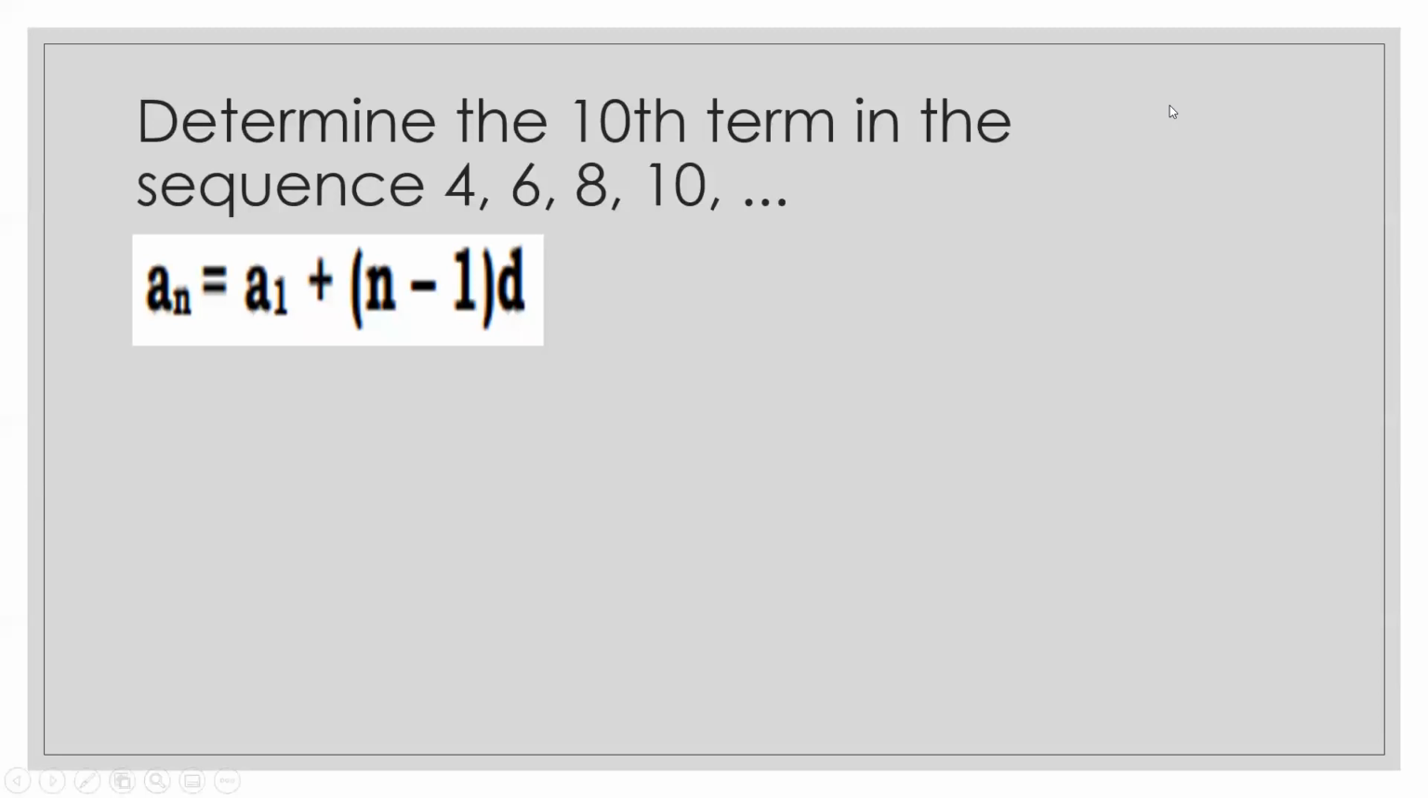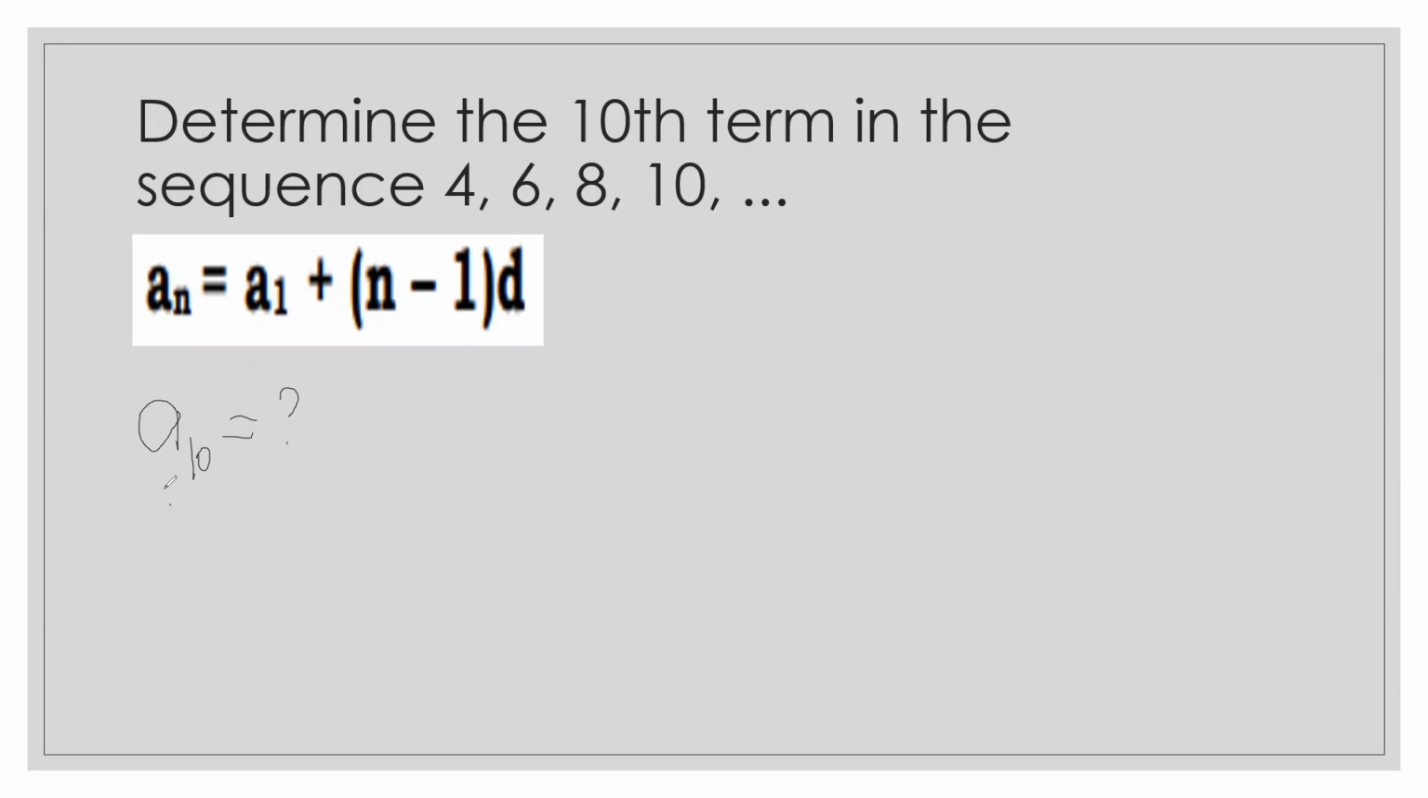Determine the 10th term in a sequence 4, 6, 8, 10. Okay po, 4, 6, 8, 10. So anong hinahanap natin? Based sa given? 10th term po. 10th term. So, paano natin isusulat ang 10th term? It will be a sub, hindi na a sub n, kundi a sub 10. Yung pang-sampung term daw ang hinahanap natin.